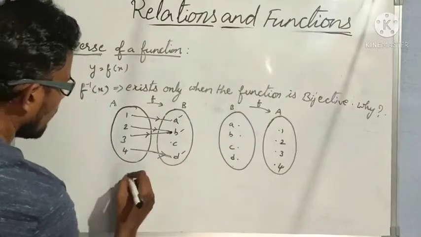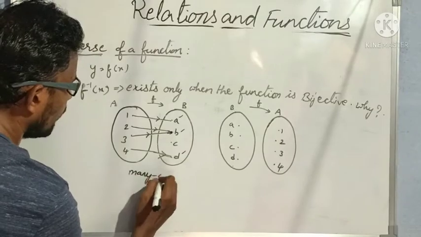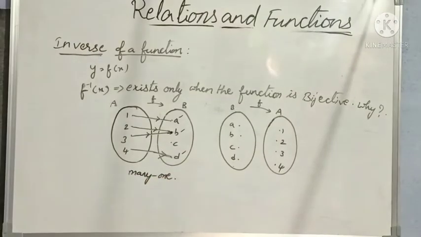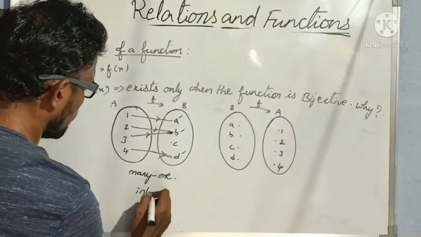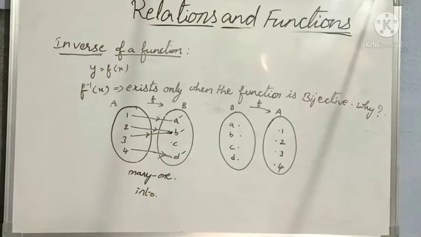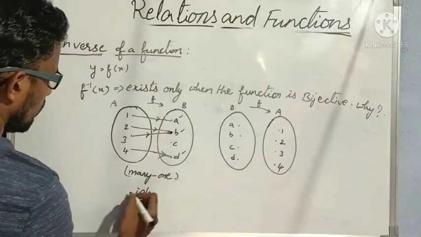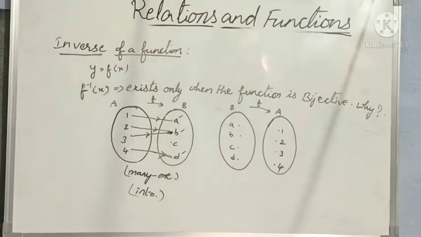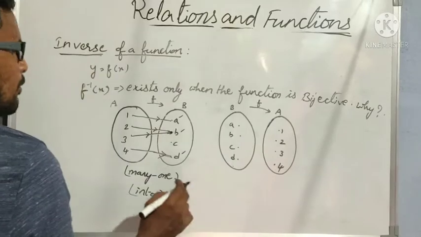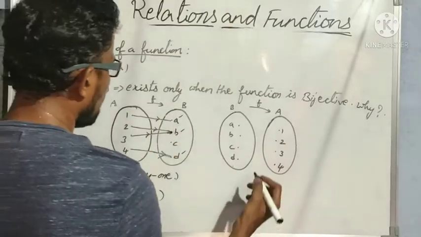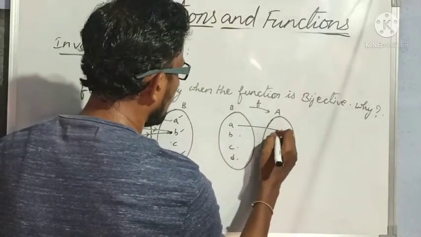But what type of function is this? Many one function. And is this function onto or into? Into function. Right? This is satisfying both many one and into. So if I reverse the case, if I map the function from B to A, then what type of result am I getting? Let us see.